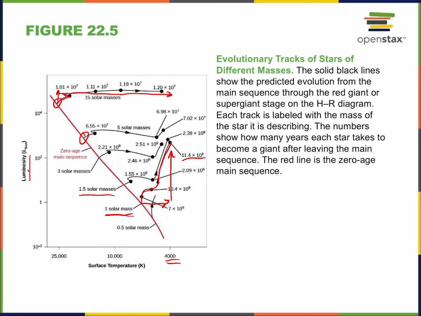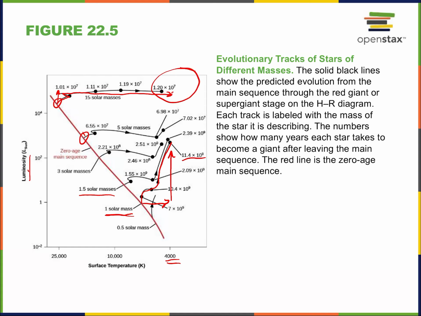Notice that trend? Smaller stars tend to go more up in luminosity and a little bit down in temperature. The biggest stars only creep up a tad in luminosity, but fall off precipitously in temperature, and they become even bigger. These are like the supergiants.